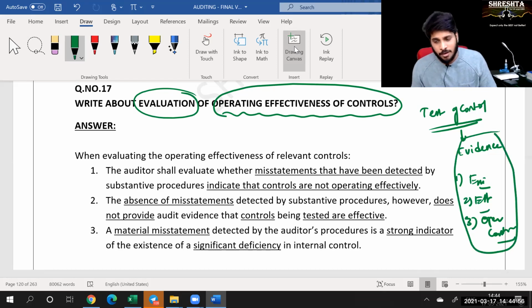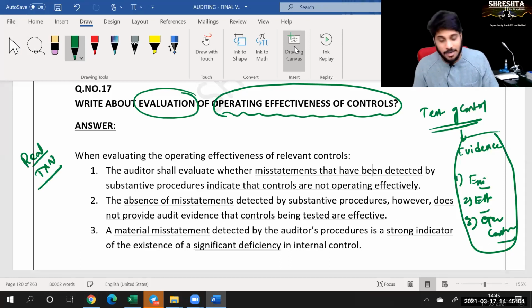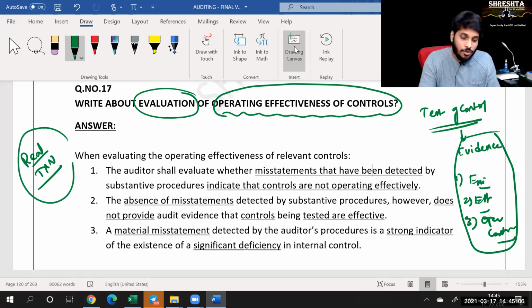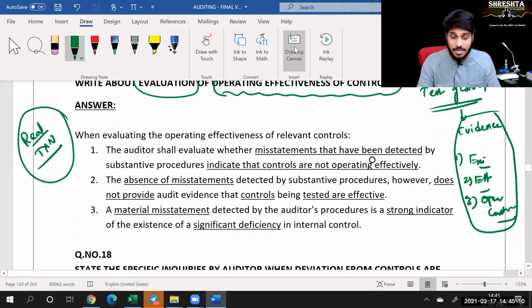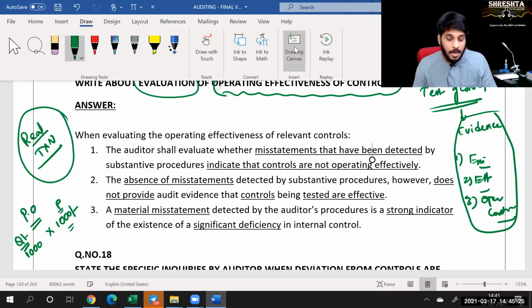But only when you actually verify the real transactions will you understand how effective the controls really are. Suppose, for example, we continue with the vendor example. In the purchase order, I mention 1000 quantity multiplied by a price of 1000 rupees.